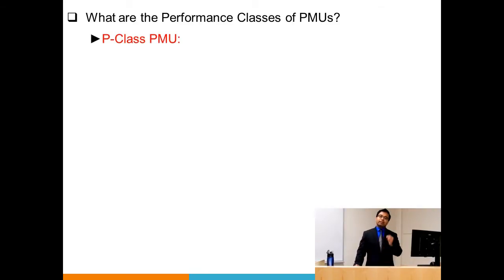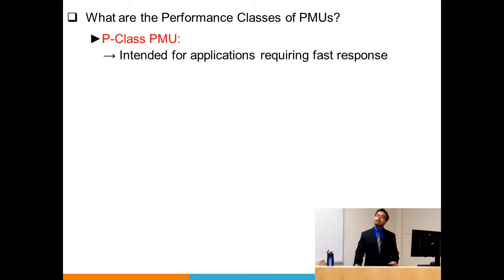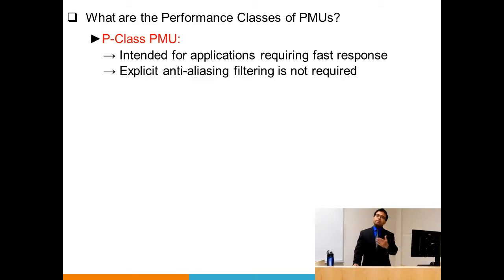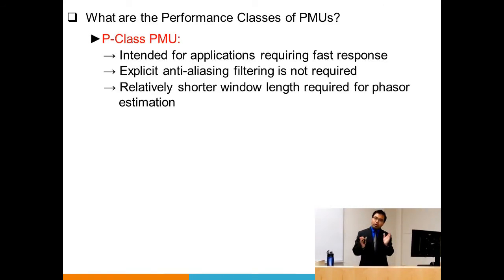The first thing is, this is intended for those applications which require real fast response. And if we really need those fast kind of response, we have a lot of time constraint. So we do not need explicit anti-aliasing filter in this particular type of PMU. That saves a bit of time. And then we also shorten the window length, which is used for estimating the phasor quantities.